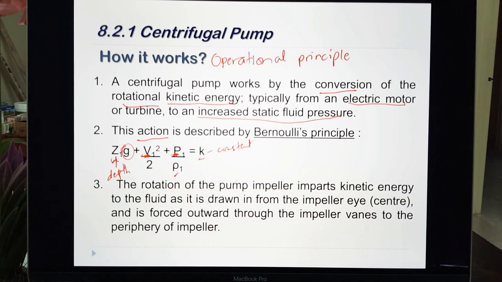So the rotation of the pump impeller will impart kinetic energy to the fluid as it is drawn in, when the fluid is going towards the inlet of the pump. This particular impeller will suck the fluid into the pump. It is drawn in from the impeller eye, from the center part of the pump. After that, the fluid will be forced outward through the impeller vanes to the periphery of the impeller.